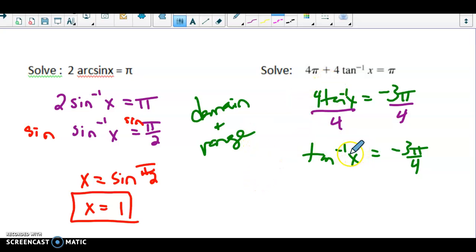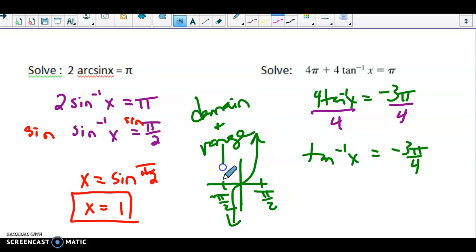Inverse tan, the range of that. Remember, we limit the domain of tangent to negative pi over 2 to pi over 2 so that we have a one-to-one function and we can have inverses. So since we restricted the domain of tangent to negative pi over 2 to pi over 2, that means the range of inverse tan is negative pi over 2 to pi over 2.